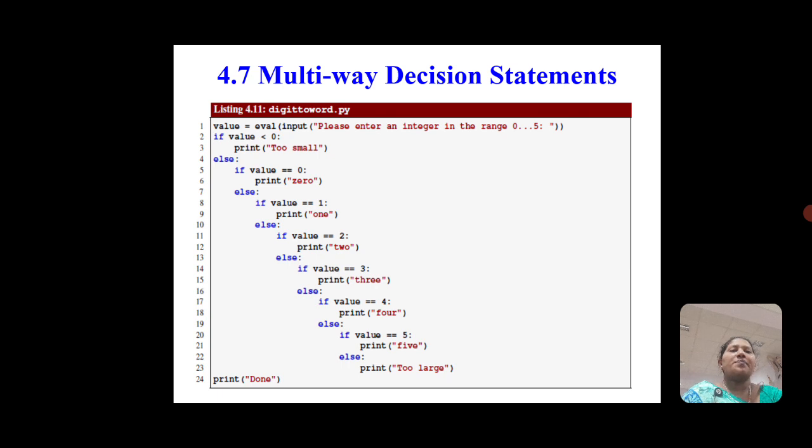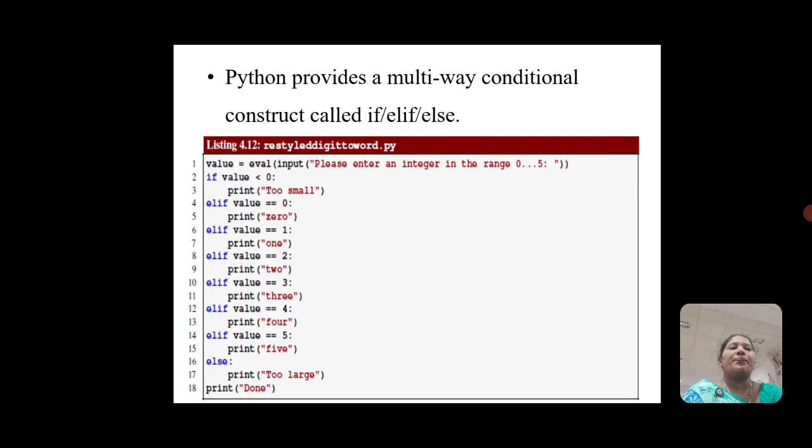So the next one is the multi-way decision statement. So here you will be using if, else if, likewise all the nested statements. This is multi-way. So you can check here, if the value is less than 0, you are printing something, and otherwise you are going for the else statement. Within the else statement you are having another if, and within that else if, likewise it goes on. So this is what is called multi-way decision statements.